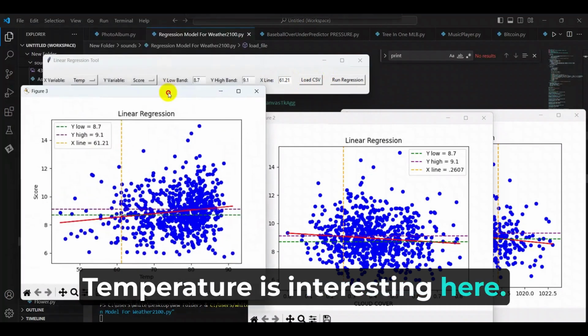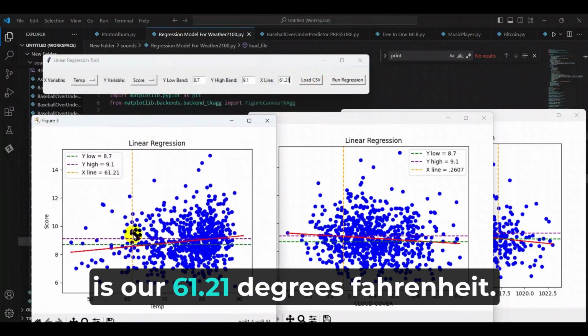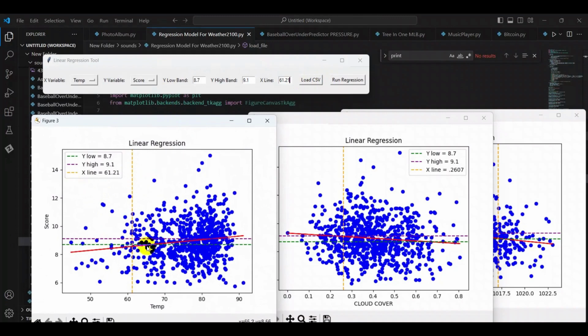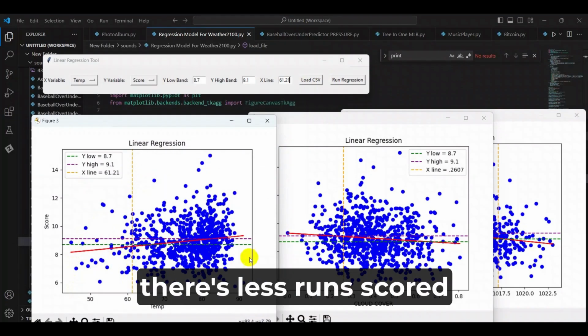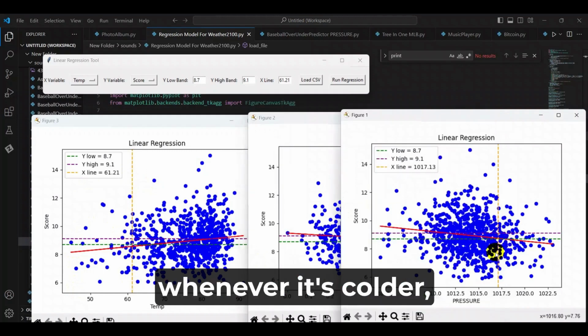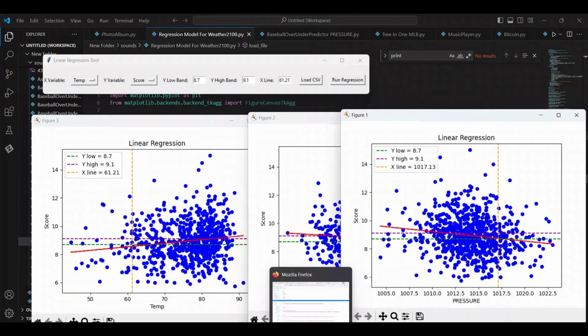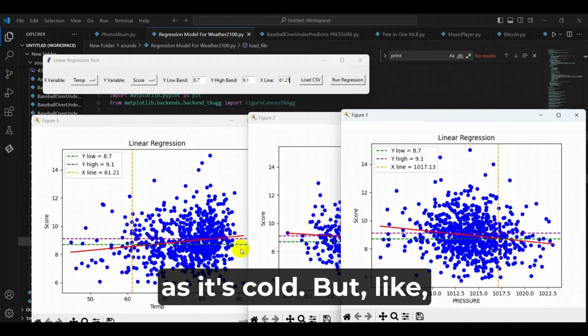Now we will look at our temperature. Temperature is interesting here. What we want to look at is our 61.21 degrees Fahrenheit. We'll run that regression. We'll see that from low to high, there's less runs scored whenever it's colder. Say right at that 61.21 mark. Still probably favoring the under at that point as it's cold.